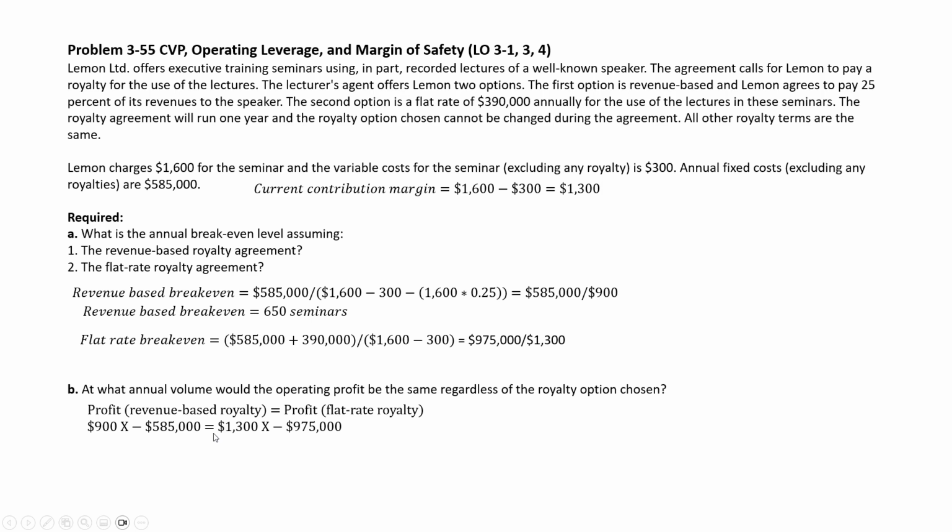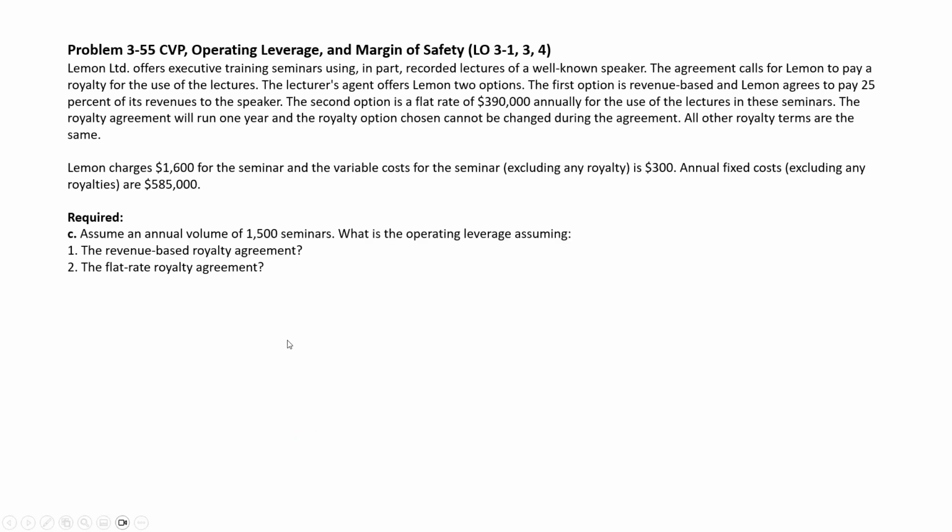If I equate that to the operating profit formula for the flat rate, and again, we're going to go back to our original $1,300 because we don't have that 25% to subtract out, times, again, X, the number of seminars that we need to sell. That would give us total contribution margin dollars, minus the fixed costs. Also under the break even, we said we had to add that additional 390,000. So this would be 975,000. I'll let you do all the math and rearranging, but I can solve for the number of seminars that would equate profit for both.